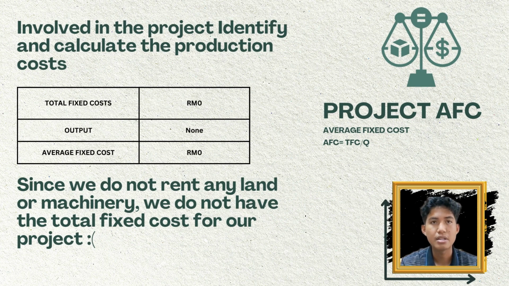Next, we have AFC. AFC can be calculated by taking TFC divided by quantity. However, the average fixed cost, we can't calculate it because we do not have the total fixed cost. Like I said before, we do not rent any land and machineries, therefore we do not have the average fixed cost.